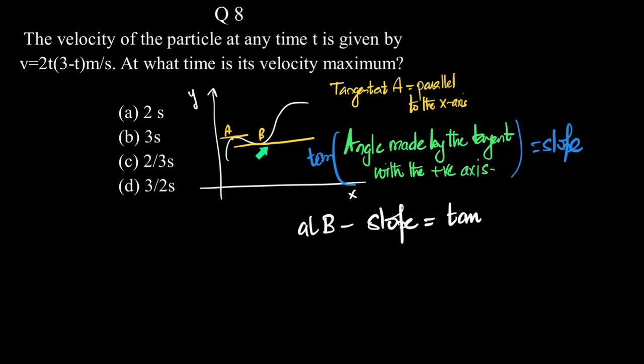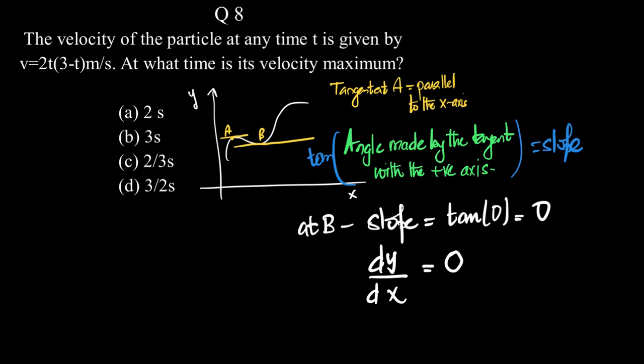Now, if this is the tangent, this is the x-axis, what is the angle between these two? The angle between these two is 0 degree. Now, what is tan 0? Tan 0 is 0, which means at B, slope is 0, right? Now, what is slope? Slope here is basically change in y-axis with respect to change in x-axis. So this slope is now equal to 0, right?